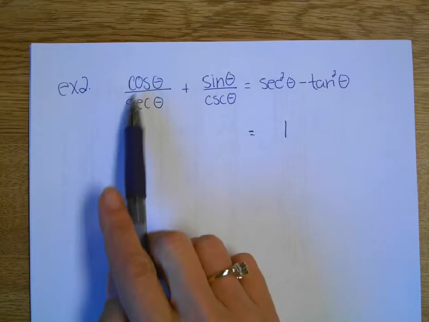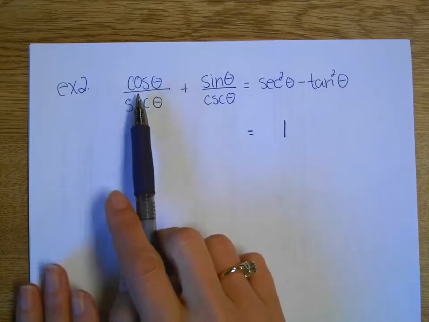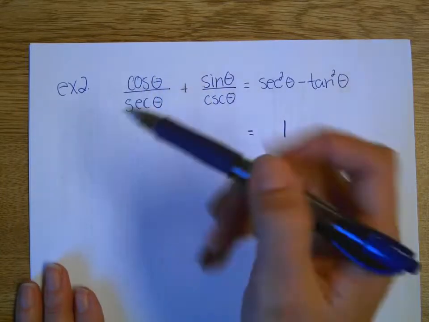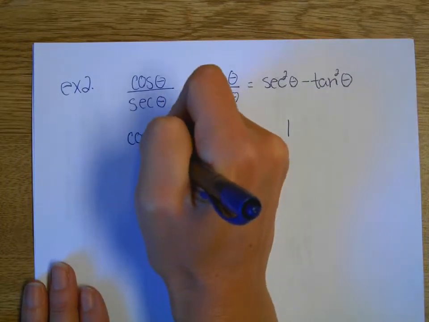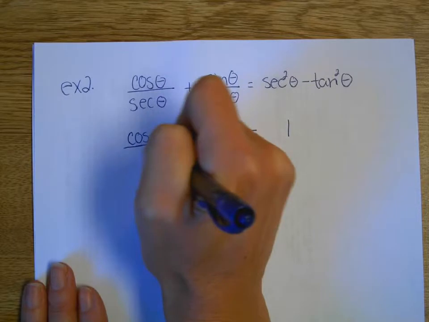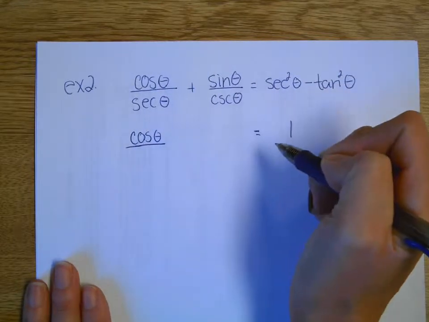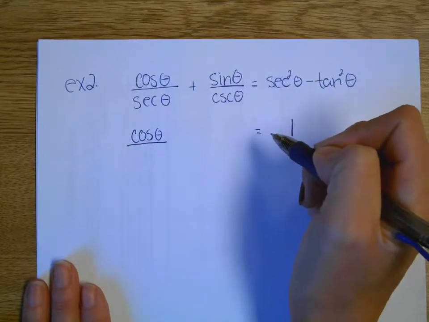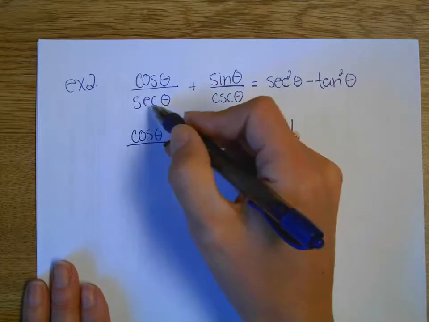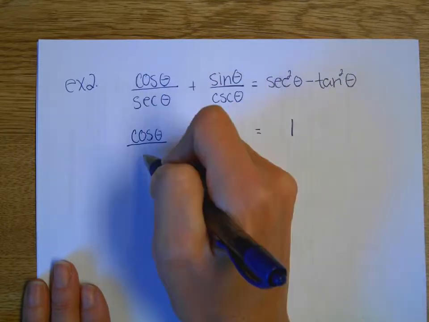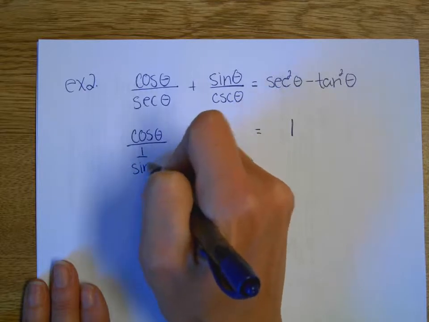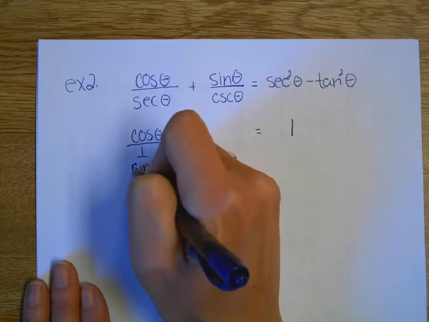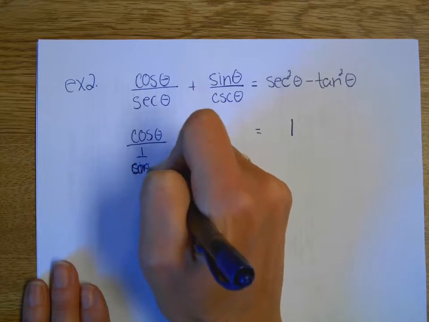You want to switch everything out to sines and cosines first? Yeah. All right, let's see what we get. So this becomes, and I'm going to write lots of steps down, cosine over, and we might be going down the wrong road. Who knows? What's secant equal to? 1 over cosine.